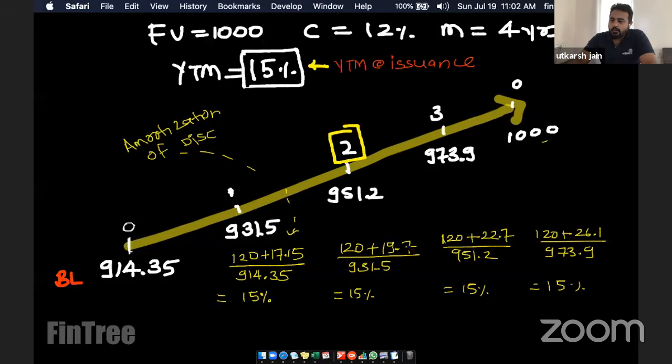Out of that, 120 you paid in cash. 19.7 you'd show as a liability, but there is already some liability, so you'd add 19.7 to it. That is exactly what we're doing. Our liability earlier was 931. We added 19.7. It became 951. That's it. Make sense, Rohini?